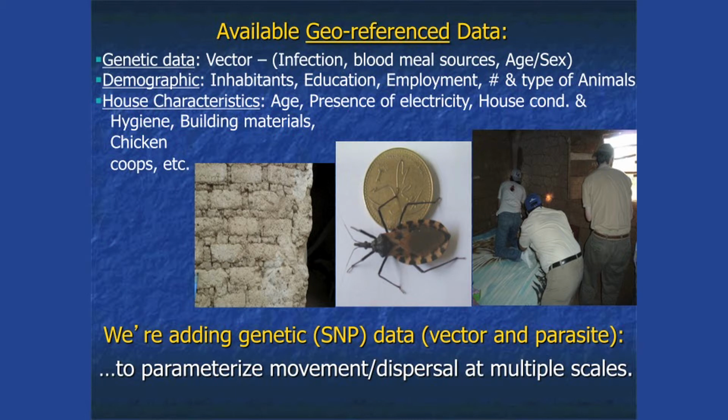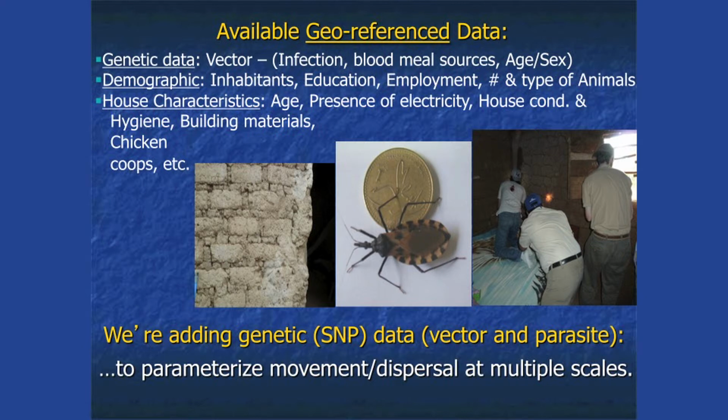We know the infection, we know blood meal sources, age and sex of the bugs, all the demographics of the inhabitants. In every single house in 25 villages in Guatemala, tracked over about a 10 to 15 year time frame. Presence of electricity, the house condition, hygiene, chicken coops, animals, whether they move in and out of the house.